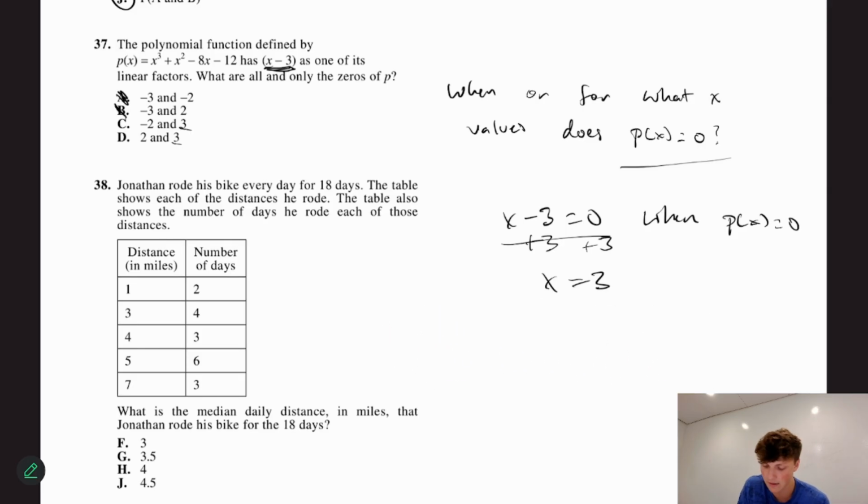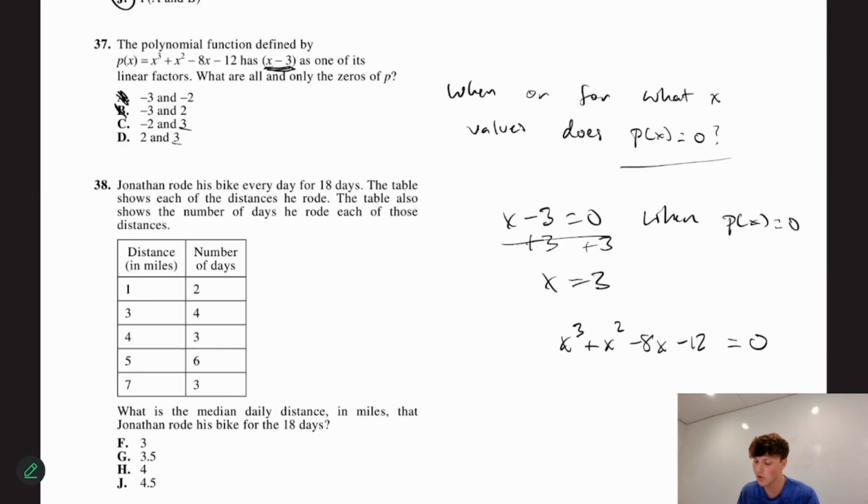The other alternative option is to basically set p of x equal to 0, say x cubed plus x squared minus 8x minus 12 equals 0, and then plug in positive 2 and negative 2 and see which of them actually gives me 0 and which gives me something non-zero. Okay, so we're going to do that.